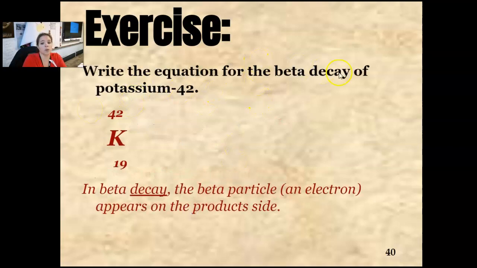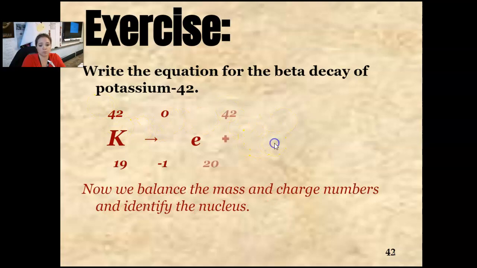So let's look for the beta decay of potassium 42. How do we do this? This is going to go to my beta particle, my electron. And on this side, it has to equal this. So what minus 1 equals 19? 20. These are going to stay the same on the top, 42 and 20. And I'm left with calcium.